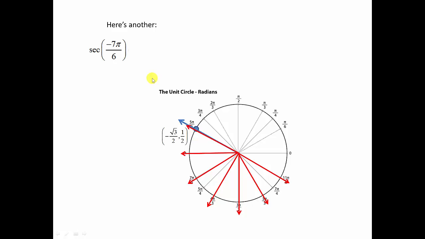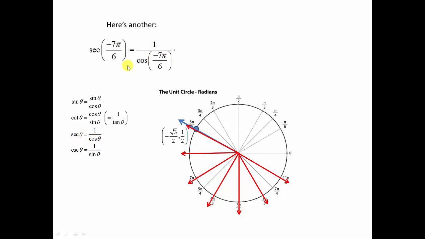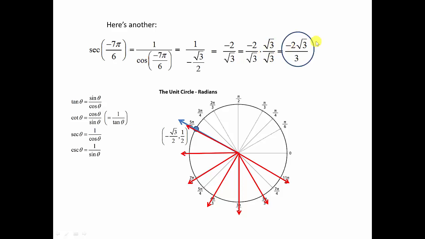Anyways, once we understand what the point is, we need to remember what secant is. Secant is 1 over cosine. So we want to look at 1 over cosine, and cosine in this situation is this negative radical 3 over 2. Cosine is the x value. And when we take the reciprocal of negative radical 3 over 2, we get negative 2 over radical 3. And what we usually want to do is rationalize the denominator, honestly, just to make it pretty. And you end up with a beautiful answer of negative 2 radical 3 over 3. That would be the exact answer for secant of negative 7 pi 6.